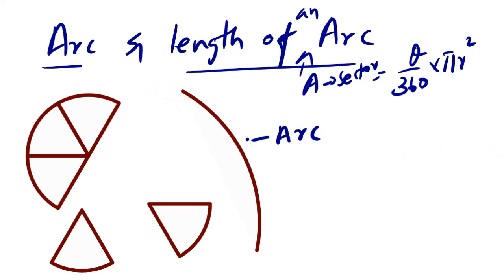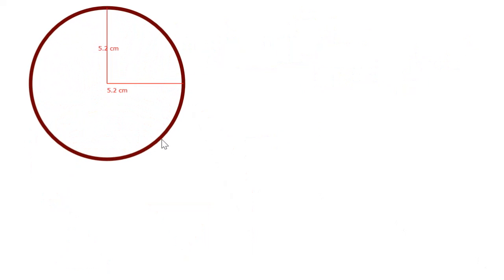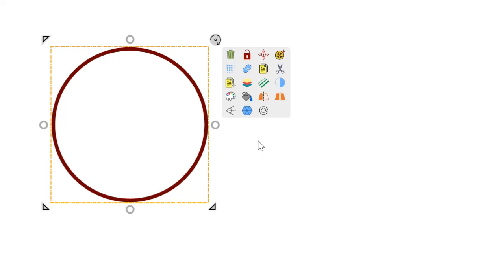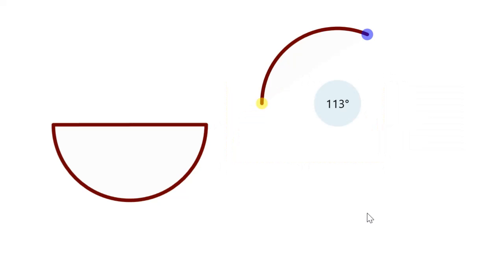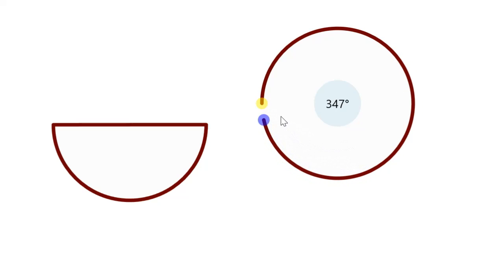When we think about the length of an arc, let me draw another circle here, and I am going to bring out an arc out of this. So from this I can just develop an arc like this, and the arc can be big, and it can even complete a circle. 347 degrees is the measure of the central angle created by this arc. What does it mean? I'll draw and show you.